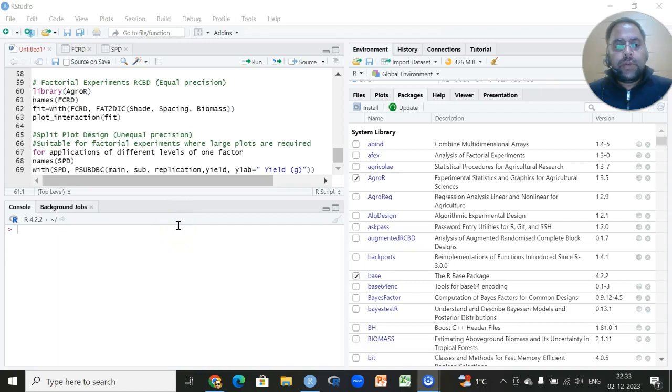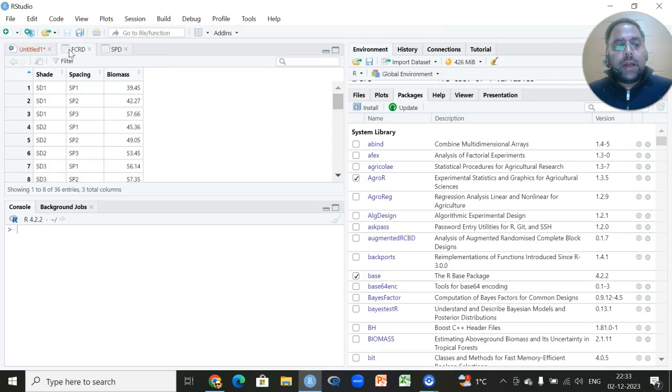Hi, in this video we are going to perform the analysis of factorial experiment utilizing library AgroR in RStudio. Factorial experiments are those types of experiment in which different factors are studied with equal or unequal precision simultaneously in a single experiment. For that we'll be utilizing two types of data sets which are already imported on my R console.